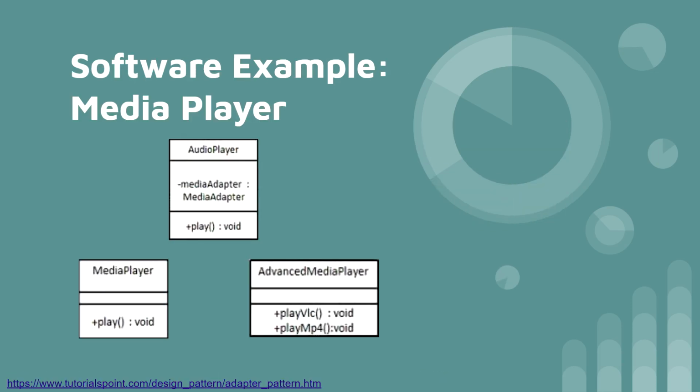A software example would be two incompatible media players. As you can see here, our simple media player has a play function, and the advanced media player has play functions for more advanced, more recent current file types like VLC and MP4. So if we wanted to use them together, we would have to create an adapter interface.